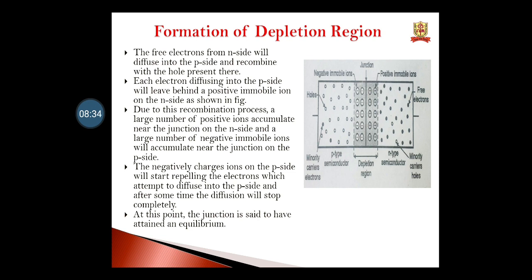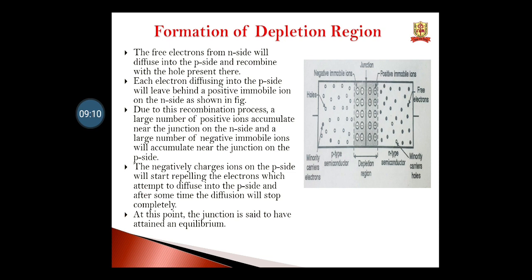So here these electrons, when they are coming into the P side, diffusing inside the P side, diffuse into the P side and leave behind a positive immobile ion as shown in the figure, because they are moving and getting recombined with the holes, and there is no charge on that now. So it is completely an immobile ion on the N side, and it is shown with a positive mark, as you can see, with a circle.